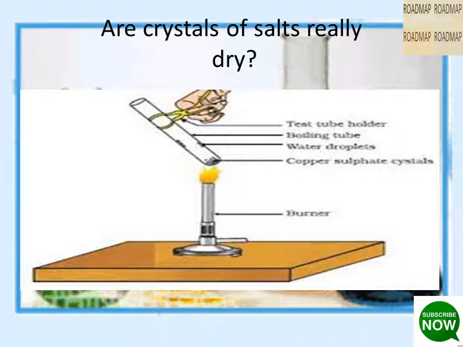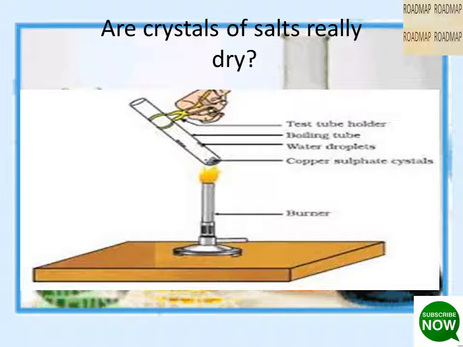Now, are crystals of salts really dry? Consider the activity. Heat a few crystals of copper sulfate in a dry boiling tube. What is the color of the copper sulfate after heating? Do you notice some water droplets in the boiling tube? Where have these come from? Add 2 to 3 drops of water on this sample of copper sulfate obtained after heating. What do you observe? Is the color of copper sulfate restored?